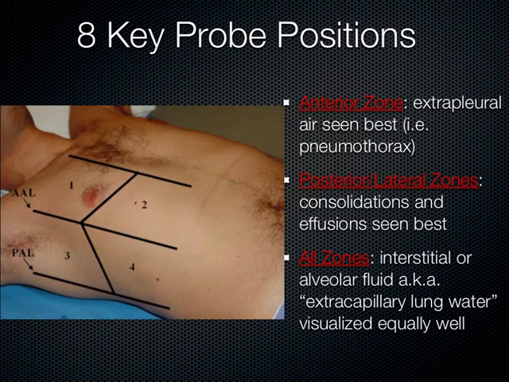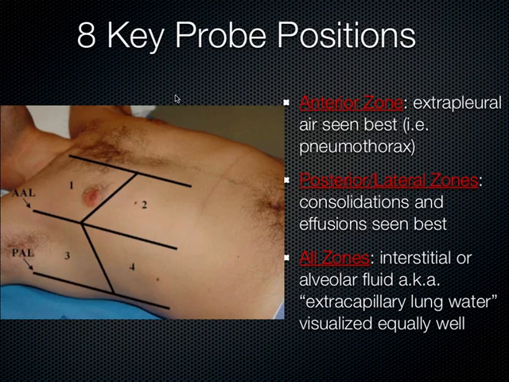So just recall the 8 probe positions are going to place the transducer to assess for lung pathology. And by 8, I mean 4 on one side of the chest, and then this will repeat itself on the other side of the chest.